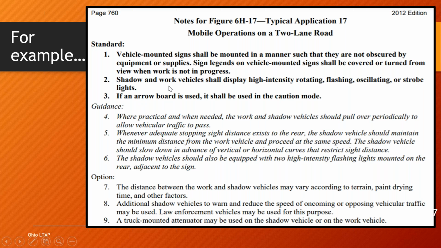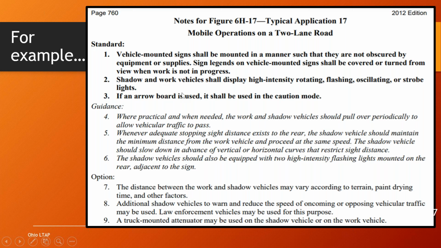So, for instance, in this particular mobile operation, the things that you have to have, for instance, number 2, says shadow and work vehicles shall display high intensity rotating, flashing, oscillating, or strobe lights. So in this mobile operation, it's not just a good idea to have your high intensity flashing lights turned on. It's actually the state law. You must have those on in that situation.